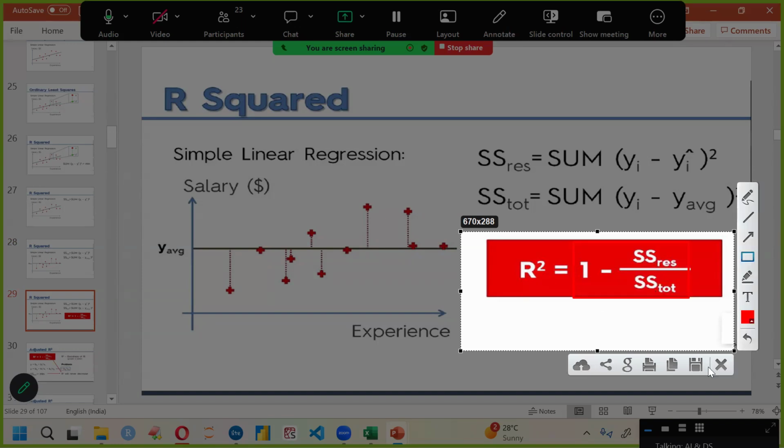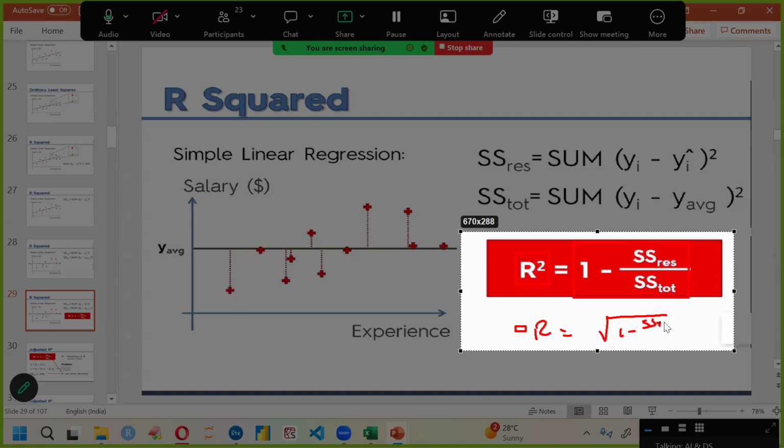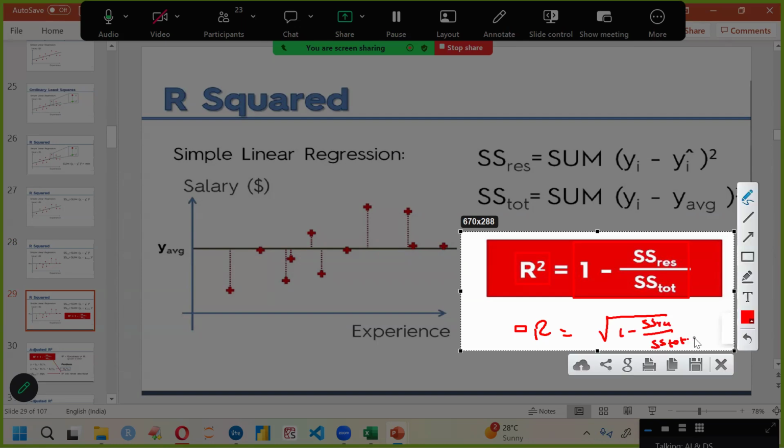So we will get some value, something called R square. If you want to make it only R, what we have to do? We have to take the root of 1 minus SS residual by SS total. So what is this R? This R, the line which has the highest R.